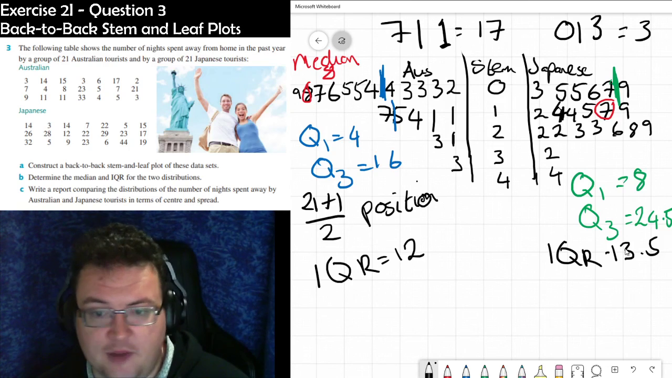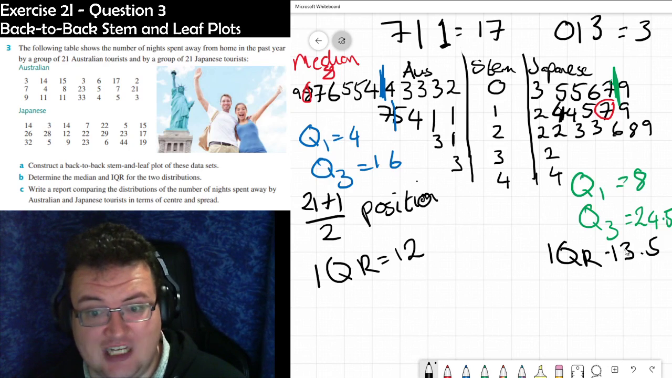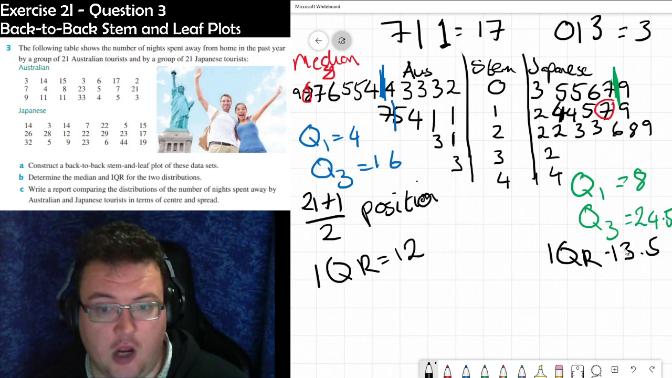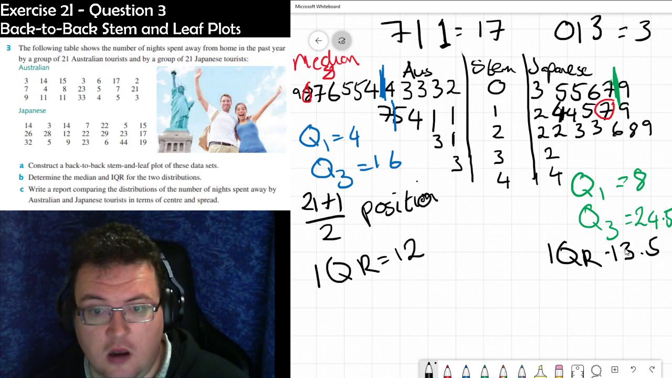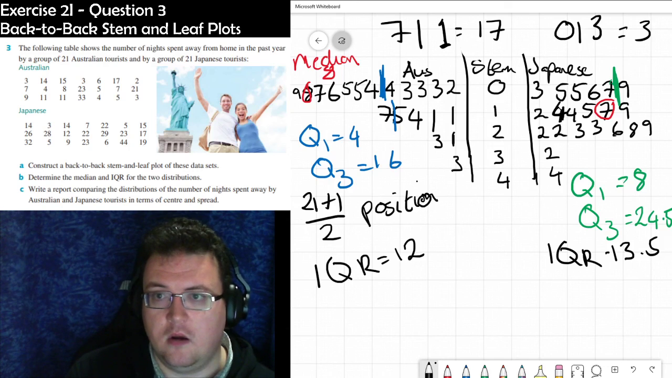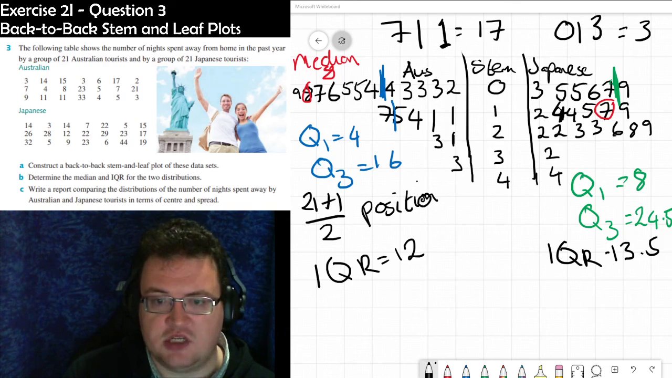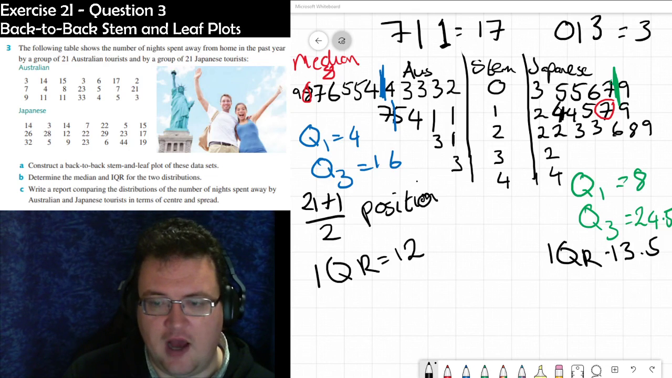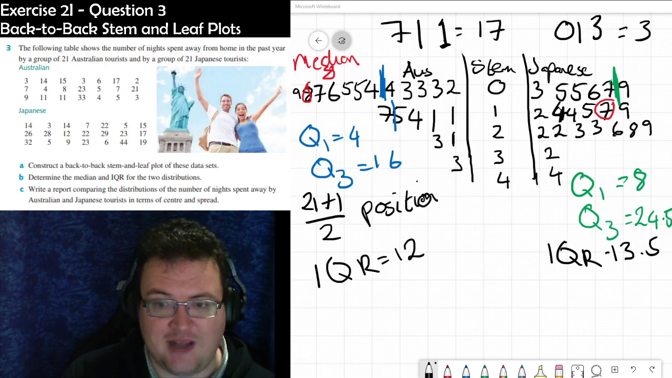Alright, that's possibly because the Japanese have a lot of holidays, so they want to go and spend time away. Alright, but we're not writing a report about that. We're simply talking about the centre and the spread. So in this case, the centre is our median and our spread is a measure of the IQR. The IQR of 13.5 means that the data is much more spread out compared to the 12 for the Australians.